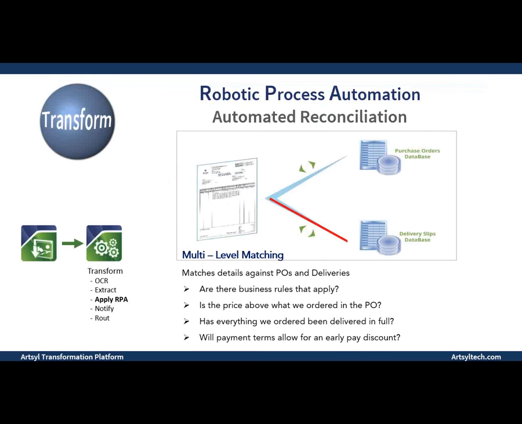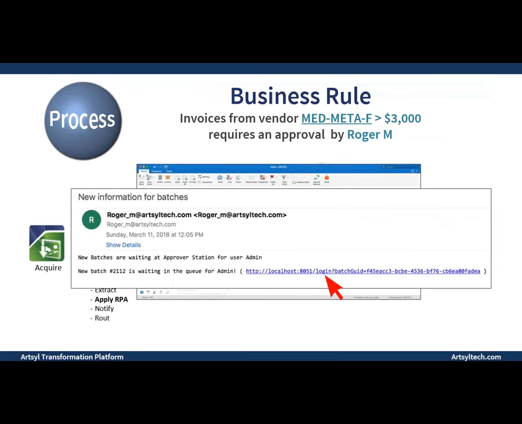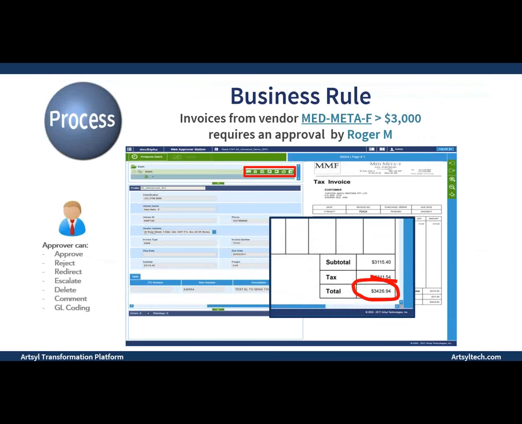So in this example, there's a rule for this vendor that if any invoice is over $3,000, it requires approval for payment. The approver is going to be notified by email, and they're going to get an email that has a link embedded in it. That link is going to take them to the approver client within our platform and give them all the information that they need to take action. So they can approve, reject, redirect, escalate, delete, or comment on this invoice.